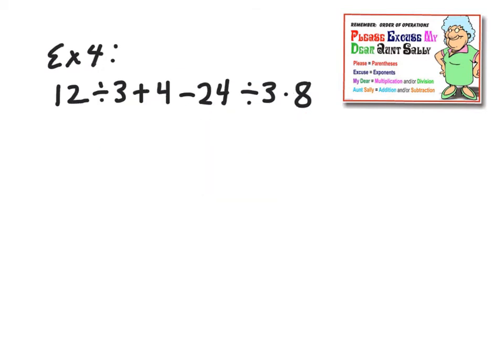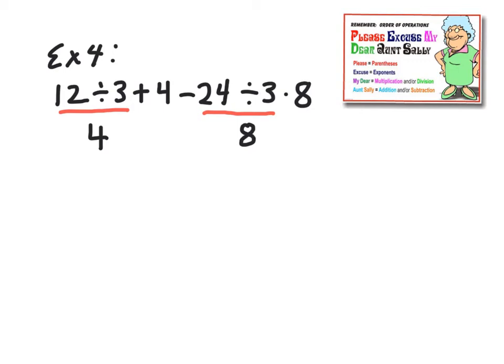All right, here's example 4. Again, using Please Excuse My Dear Aunt Sally, we're going to look for multiplication and or division, whatever comes first, going left to right. So what do we do first? If you said 12 divided by 3, you're correct. That's the first operation that we do. So 12 divided by 3 is 4. What's the next operation? If you said 24 divided by 3, you'd be correct. That would be the next operation. 24 divided by 3 equals 8.